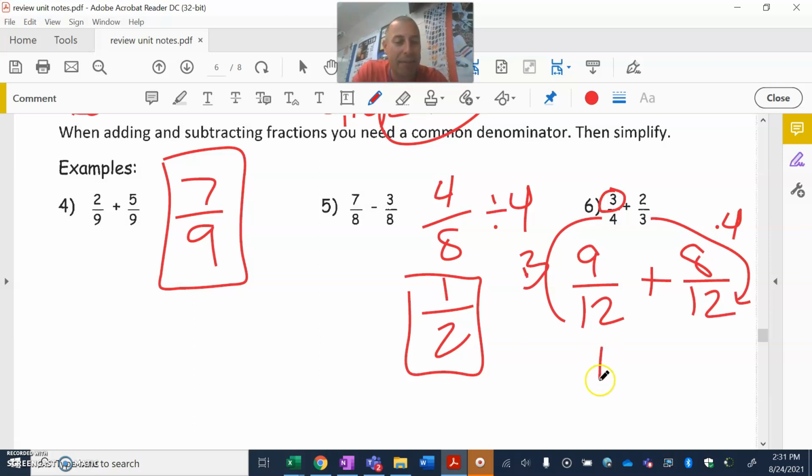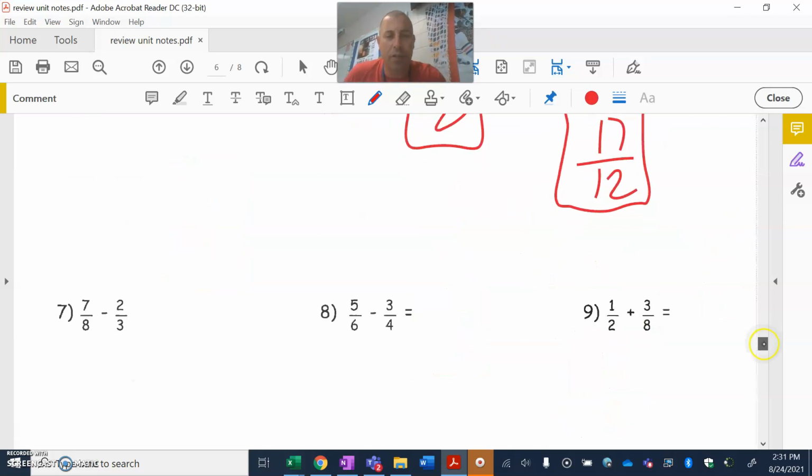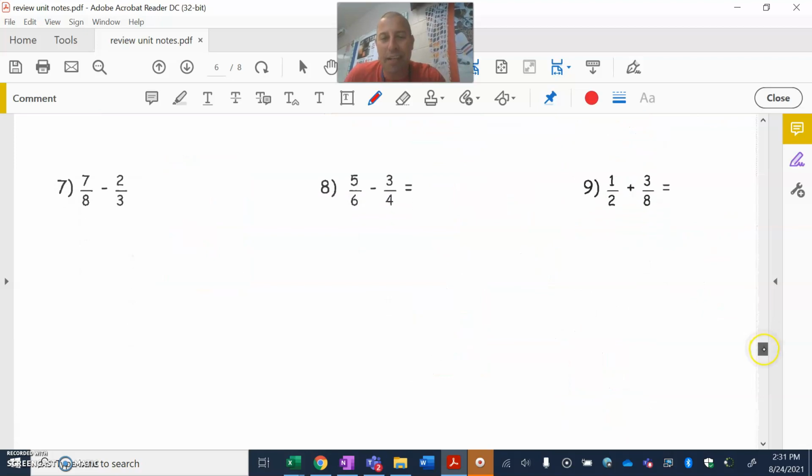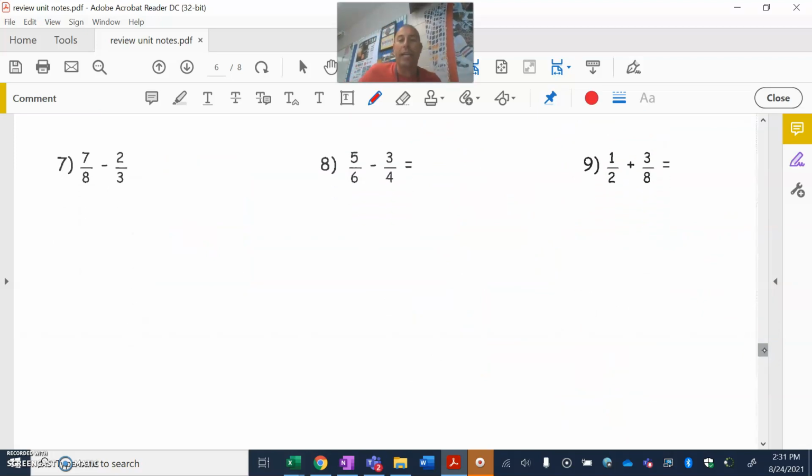9 plus 8 is 17, so we've got 17 twelfths. There's no one I can divide them both by, so we're just going to leave it at 17 twelfths. I'm okay with the improper fraction. If you want a mixed number, you can certainly do it, but there's no need for it. All right, so again, that's one way of writing it out.